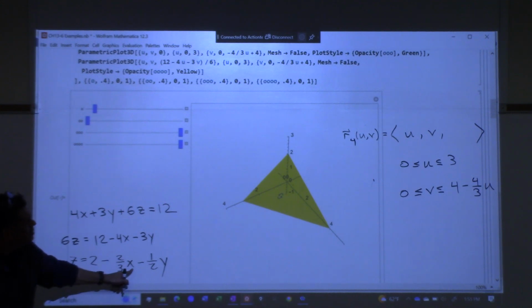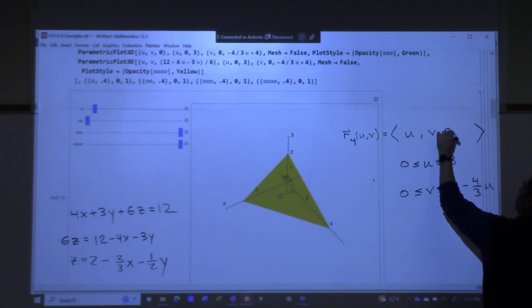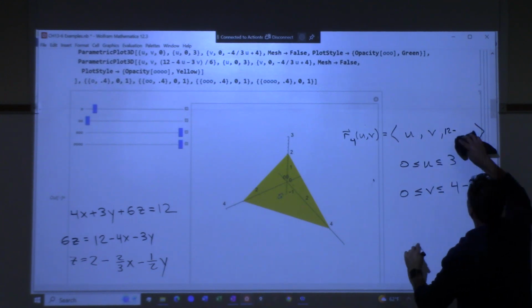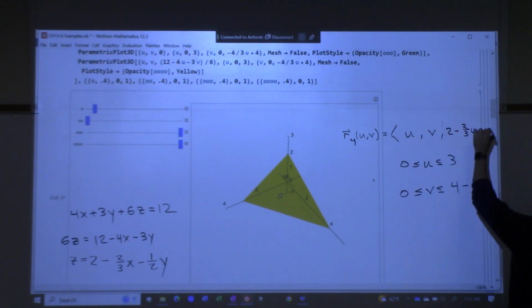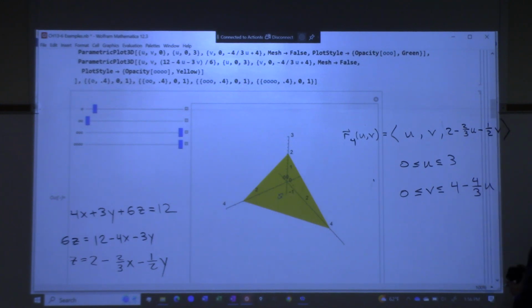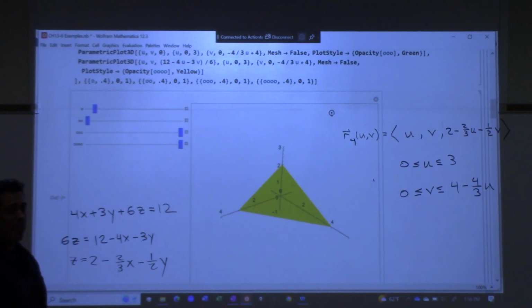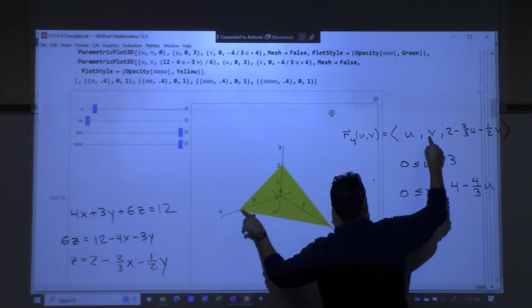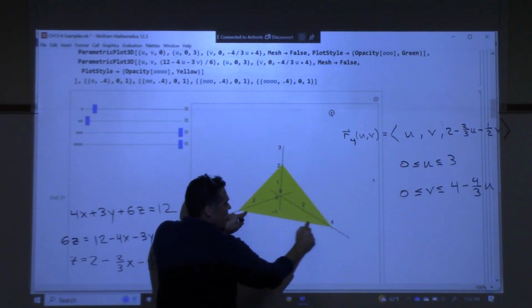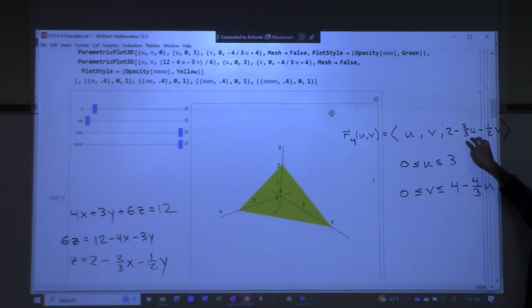But for us, what's x? u. What's y for us? v. That's what my z component needs to be. It needs to be 2 minus 2/3 u minus 1/2 v. Same bounds on u and v? Same bounds, exactly the same, because u is the x component, going between 0 and 3. The v, which is the y component, is going between 0 and that line. And at all times, the z is bounded between 0 and this plane equation.